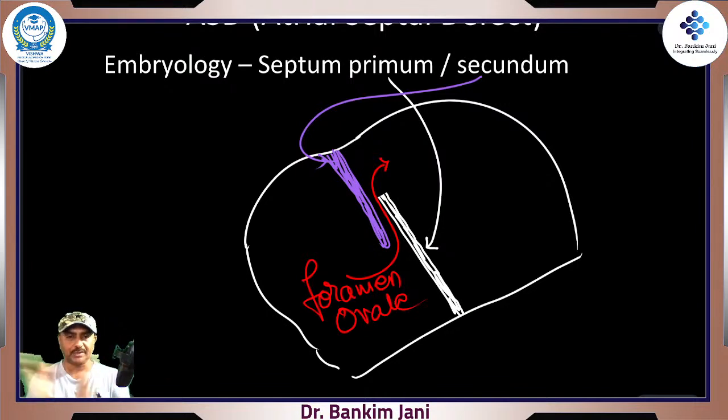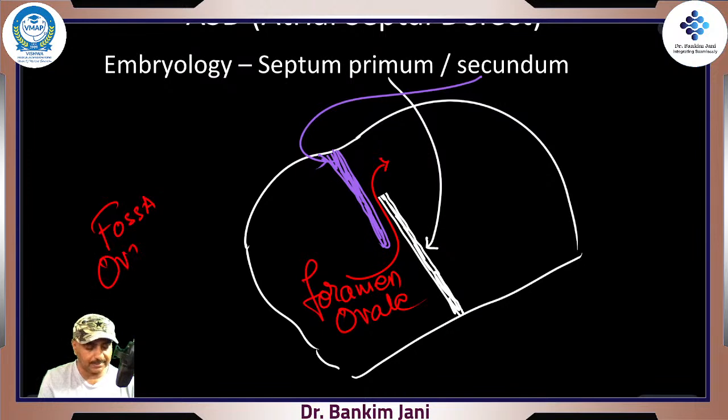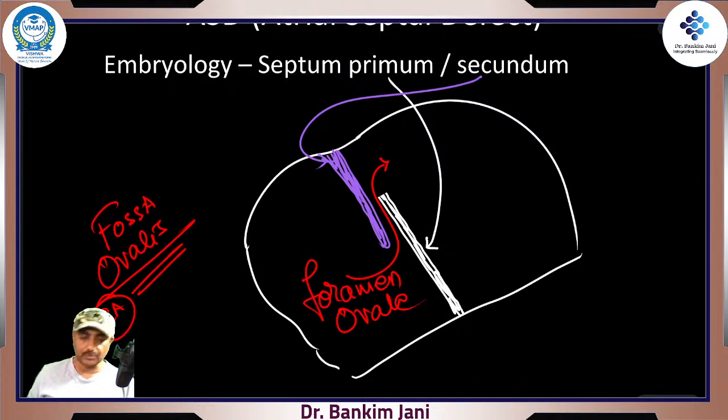Later on, you know that both of them fuse, and once they fuse, in its memory what we really see is called the fossa ovalis, right? Fossa ovalis, that is what we saw in the anatomy of the right atrium when we watched it from inside, which is in memory of the foramen ovale, right? But this is how things go in the embryology.